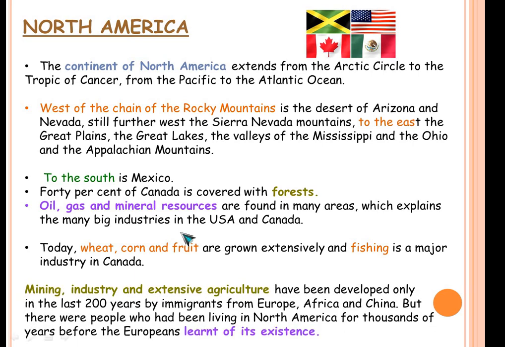Now, mining, industry and extensive agriculture were developed only in the last 200 years by immigrants from Europe, Africa and China. It's not that the natives did not have access or did not know about mining, industry and extensive agriculture, but it was only developed after the entry of the Europeans, Africans and the Chinese.